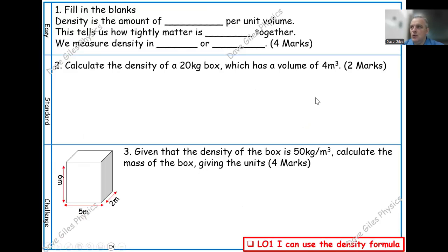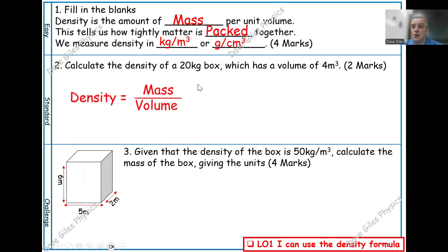Okay? So, a couple of very quick questions here. The density is the amount of mass per unit volume. This tells us how tightly matter is packed together. We measure density in kilograms per meter cubed or grams per centimeter cubed. Doesn't matter which way around you have these two. Calculate the density of a 20 kilogram box, which has a volume of 4 meter cubed. So density is mass over volume, 20 over 4, 5 kilograms per meter cubed. Make sure you've got the units on there.